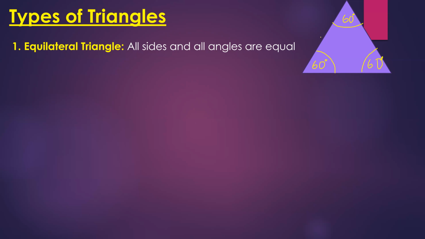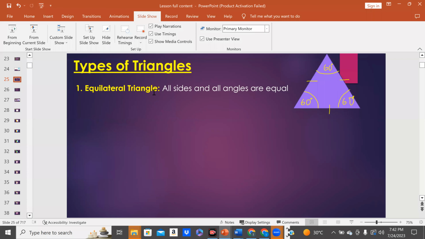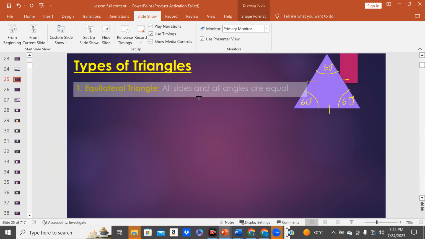Now, when we say all side lengths are equal, this side and this side and this side, all three side lengths are equal. So again, for the equilateral triangle, all sides and all angles are equal. That's the equilateral triangle.